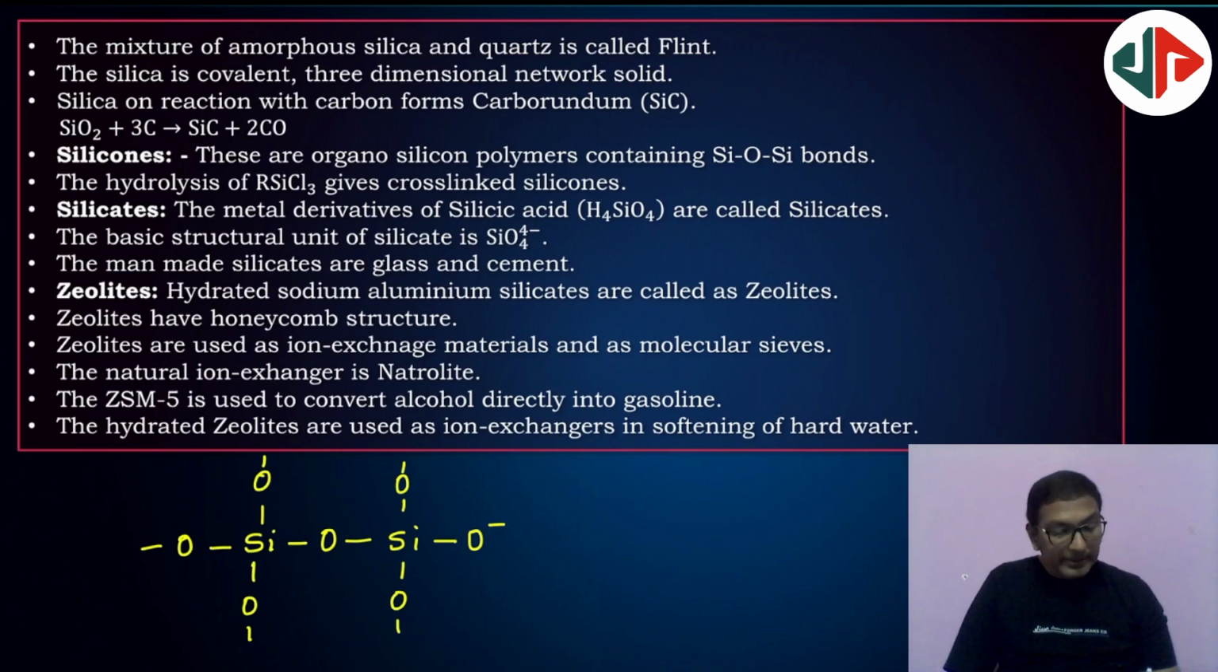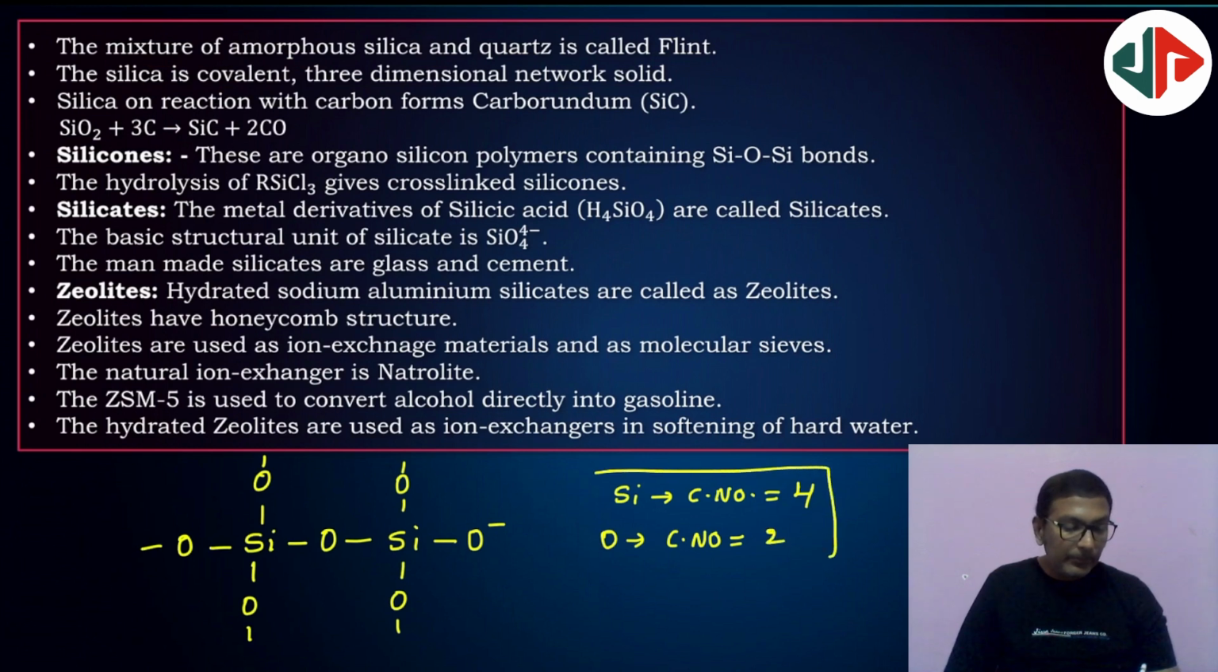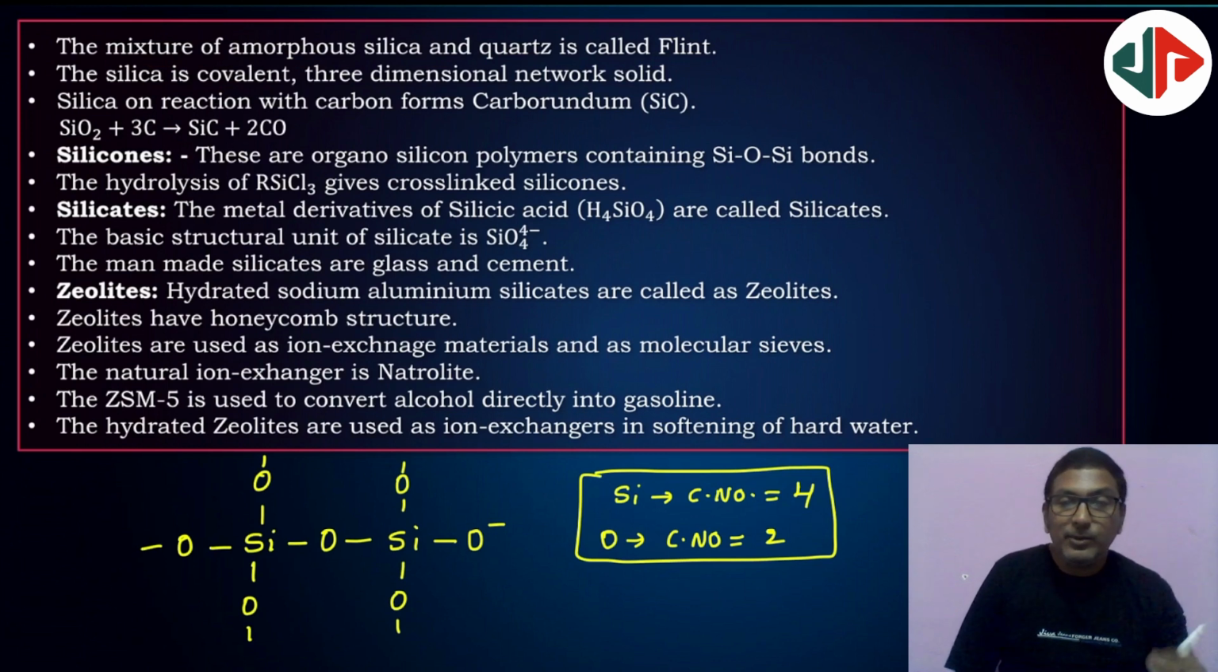So for silicon, coordination number is 4. For oxygen, coordination number is 2. That means simply each silicon is bonded with 4 oxygen atoms. Therefore, coordination number 4. Each oxygen atom is bonded with 2 silicon atoms. Coordination number 2. 3D form. Next.